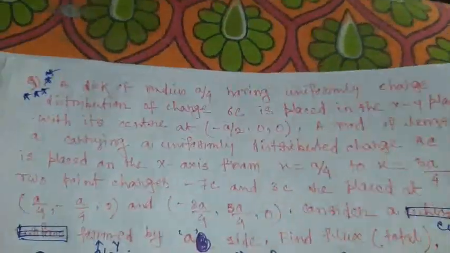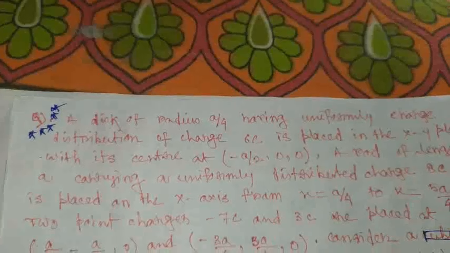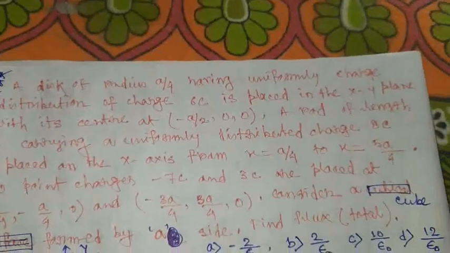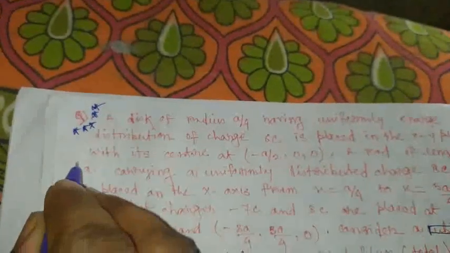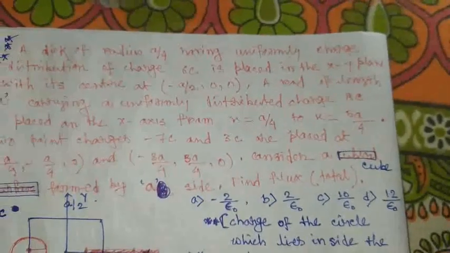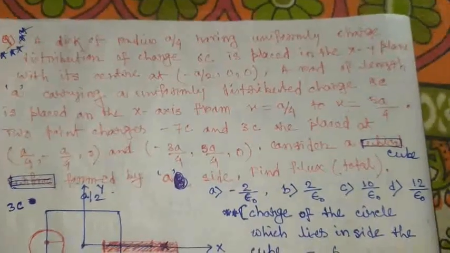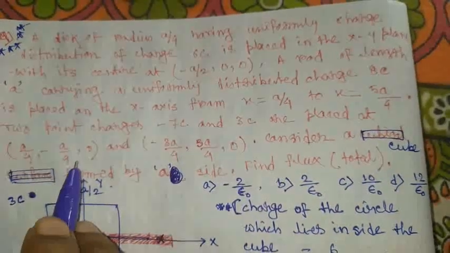It is a quite interesting problem and at the same time very important also. A disk of radius a by 4 having a uniformly distributed charge of 6 coulomb is placed in the xy plane with its center at minus a by 2, 0, 0. A rod of length a having a uniformly distributed charge of 8 coulomb is placed on the x-axis from x equals a by 4 to x equals 5a by 4, and 2 point charges of minus 7 coulomb and 3 coulomb are placed at locations given in the figure.